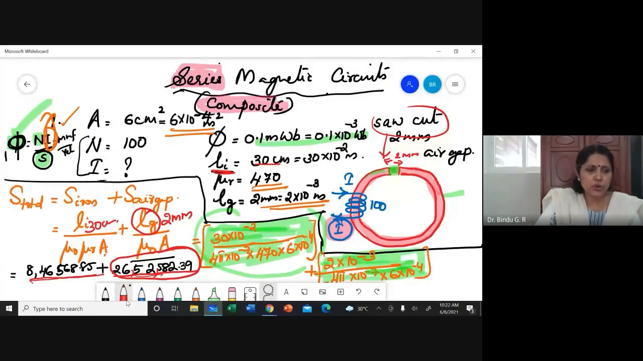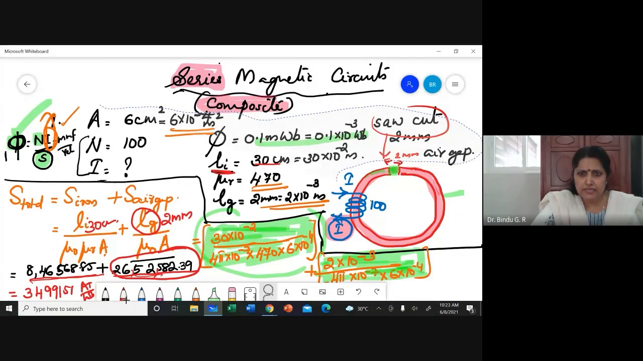Okay. Now the total reluctance will be something like 3499,151 ampere turns per Weber. That is the unit, ampere turns per Weber. Now I am going to rub off all these portions. Coming to the final part of the answer.